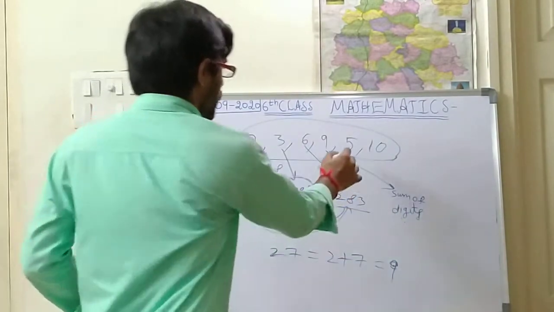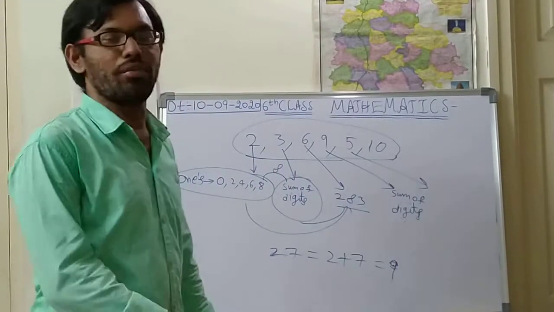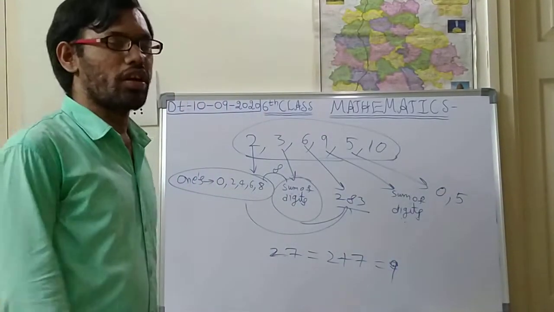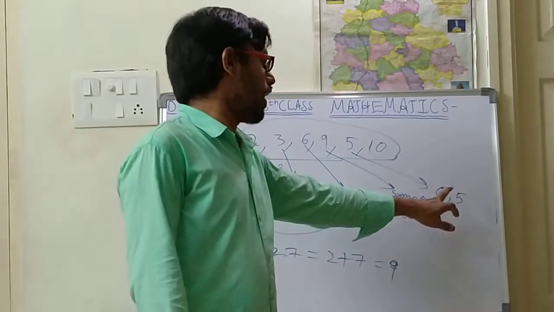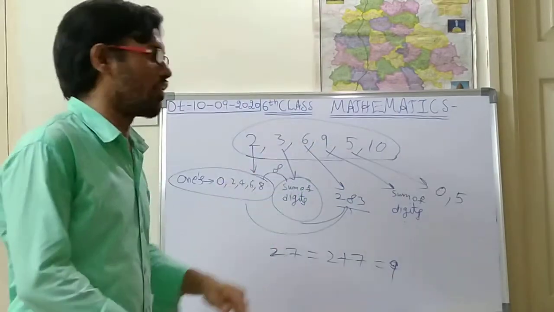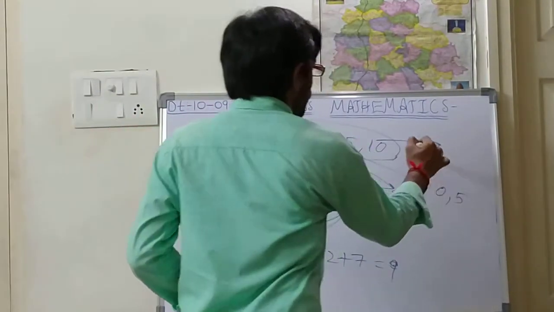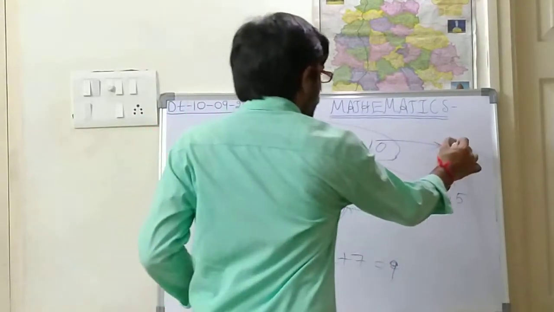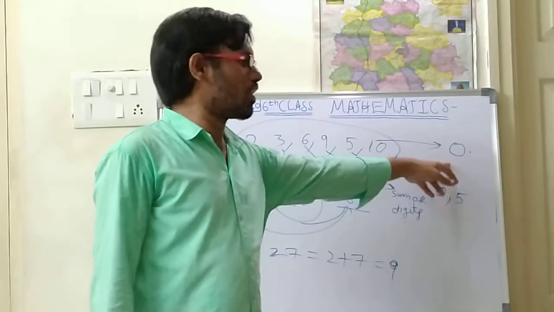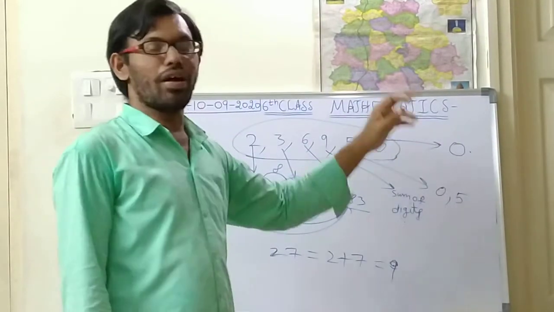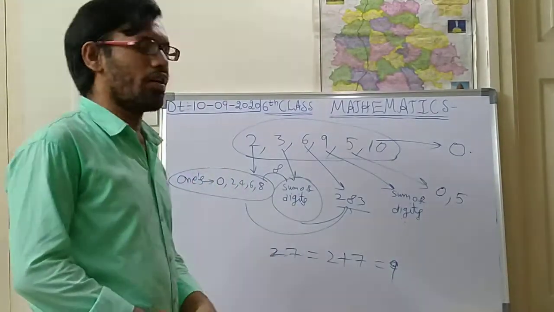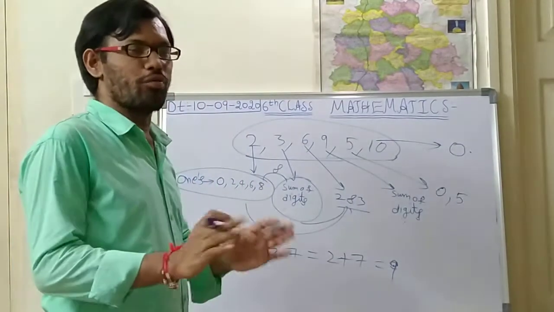Next, 5. For 5, in the ones place digit, either 0 or 5 should be there. Then that number is divisible by 5. What should you take for 10? For 10, the ones place digit should be only 0. If the ones place digit is 0, then it is divisible by 10. This is the method you have seen up to the previous class.